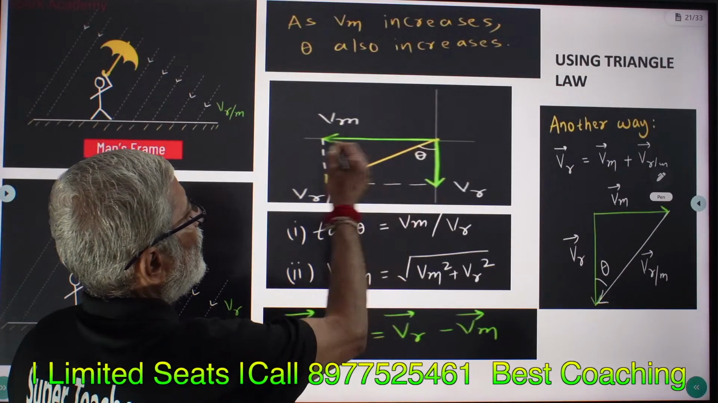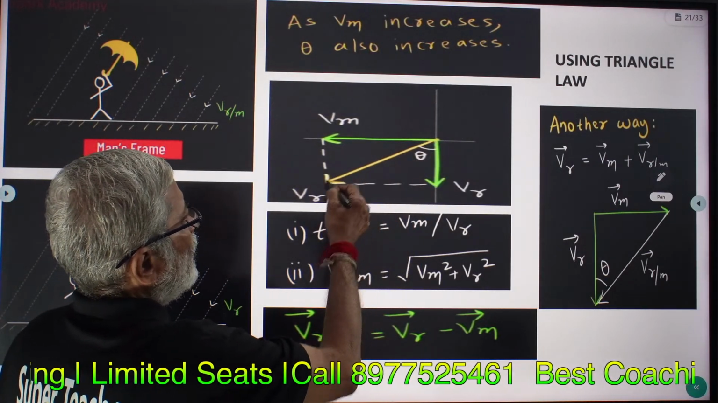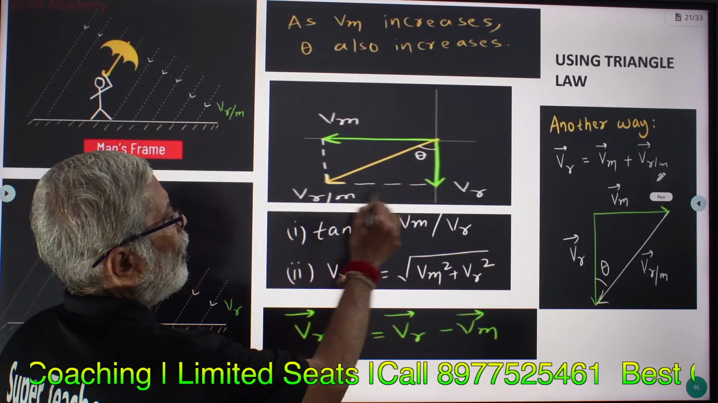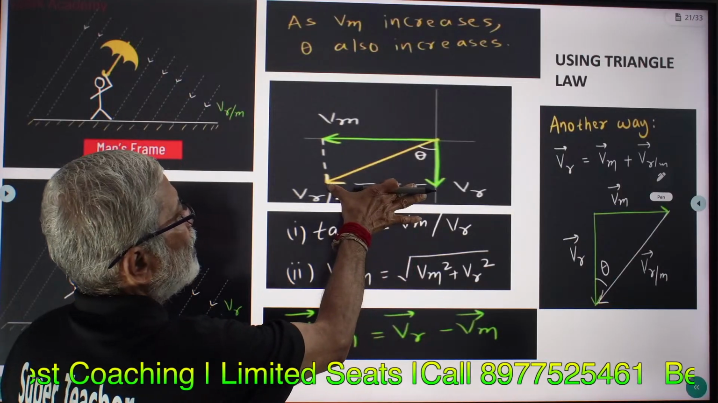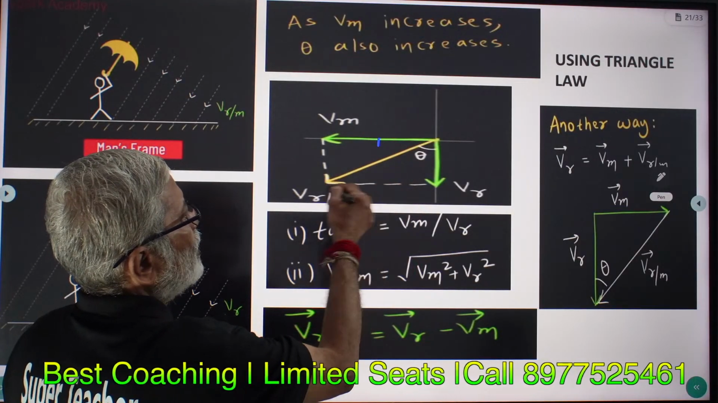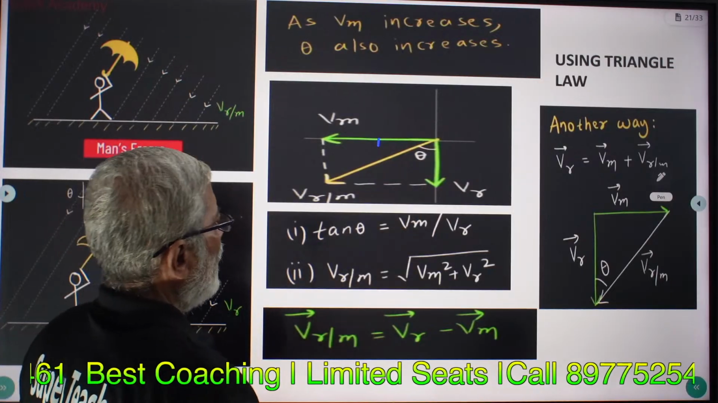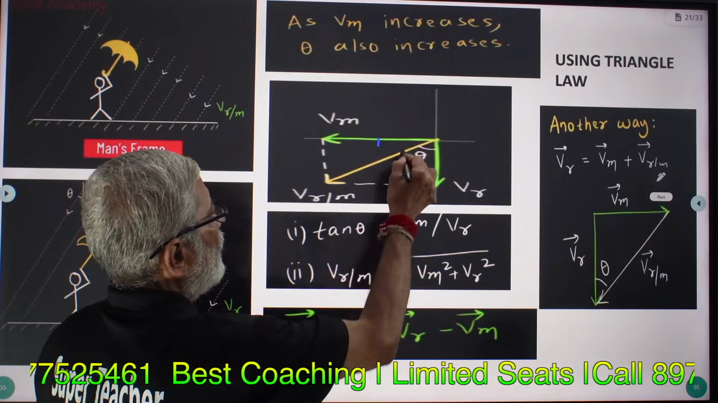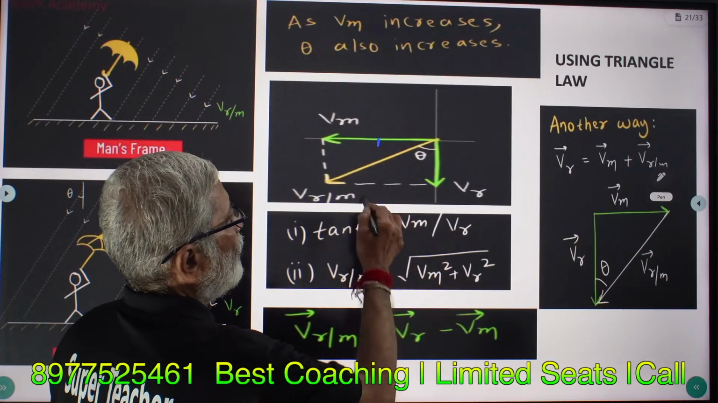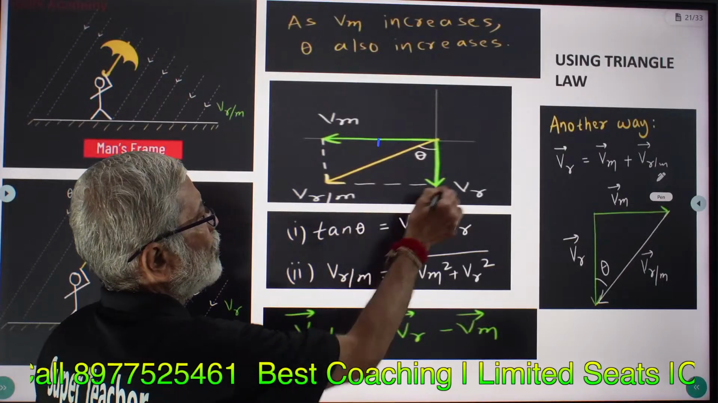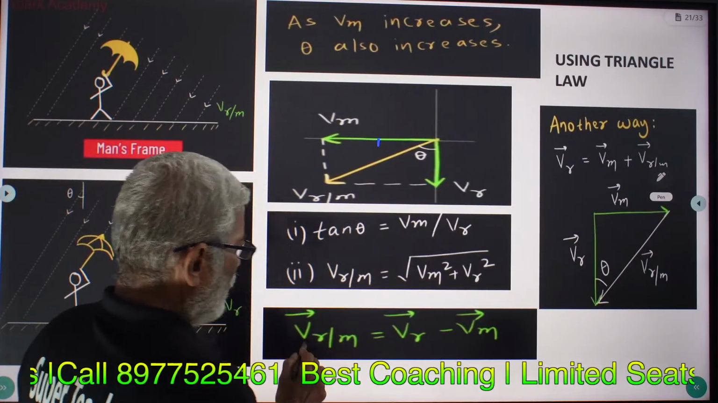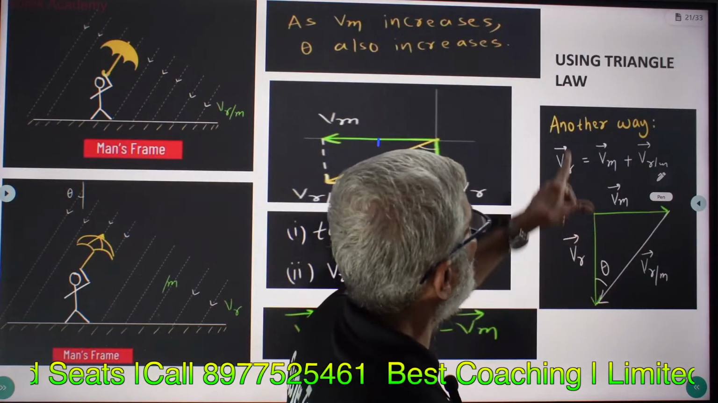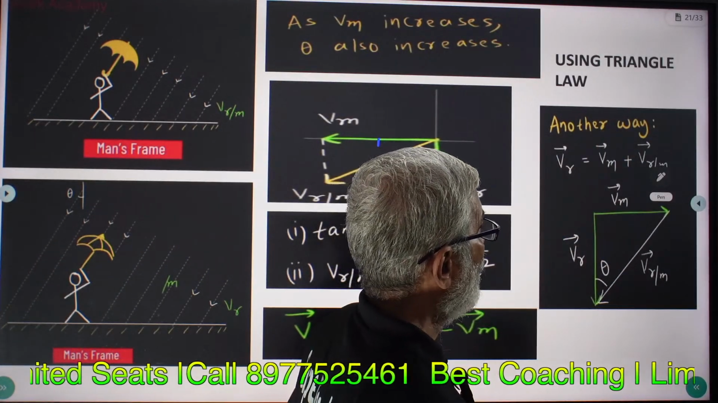Okay, so this is your Vr, this is your Vm, this is your Vrm, and this is the angle theta. So tan theta will be equal to opposite by adjacent. The opposite side is Vm, parallel to this. Opposite side is Vm, adjacent side is Vr. So tan theta is equal to Vm by Vr, and the resultant Vrm will be equal to the square root of, you can apply Pythagoras theorem, Vm square plus Vr square. Okay, so this formula I already wrote. This is another way of representing by using the triangle law.